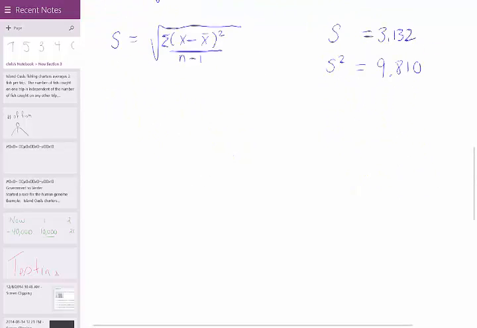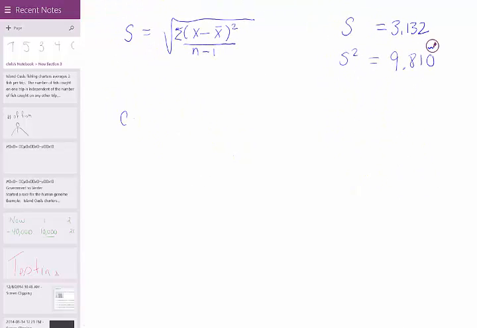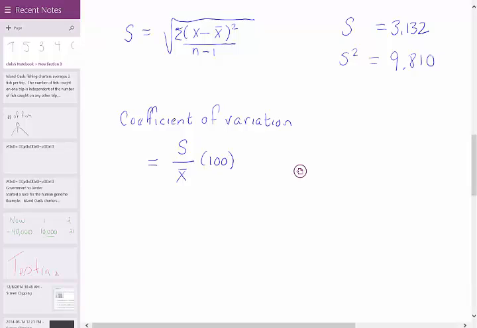Now the last thing that we were to calculate was the coefficient of variation. And the coefficient of variation is your standard deviation divided by your mean, all times 100. So if we were to do it for this problem, we would wind up with 3.132 divided by, I think our mean was 4.84, but I may have to correct myself.